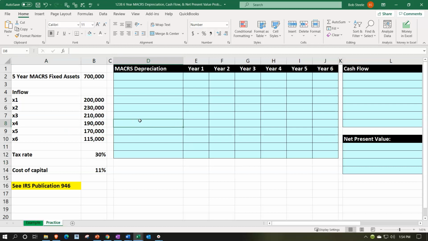This will be another kind of comprehensive problem, pulling together some of the components that we've seen in prior practice problems. We're going to imagine we're putting down money up front in order to get a depreciable fixed asset, a 5-year MACRS fixed asset for $700,000. We hope to generate future cash flows according to this stream for the next 6 years from the purchase of that fixed asset. Tax rate is going to be 30%, and the cost of capital is going to be 11%. You might see that called the cost of capital.